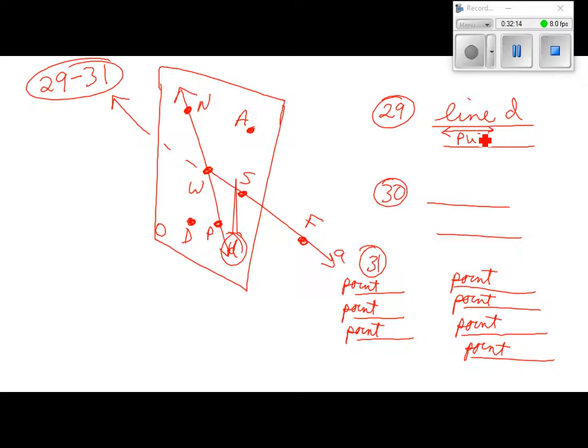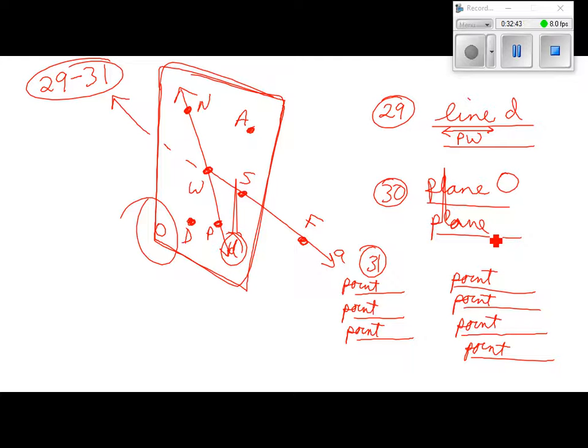Bunch of different names. Number 30, give 2 other names for plane ANW. Plane ANW, my plane looks spectacular here. That's our plane. Remember, you can name a plane with any 3 letters that are on the plane, or if they happen to give it to you, which this time they do, a letter in the corner. So this one we could name plane O. The other name we could give it, plane, and we just picked 3 other letters other than A, N, W. So maybe we pick DAP. There's a whole bunch of other names you could give it.